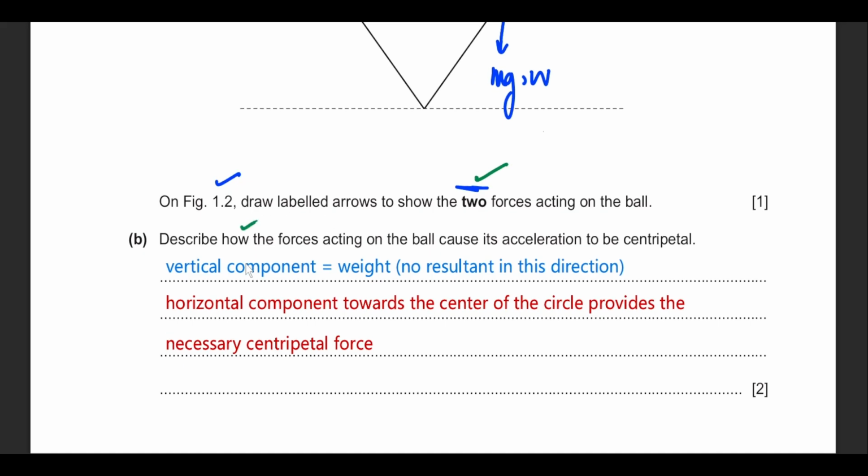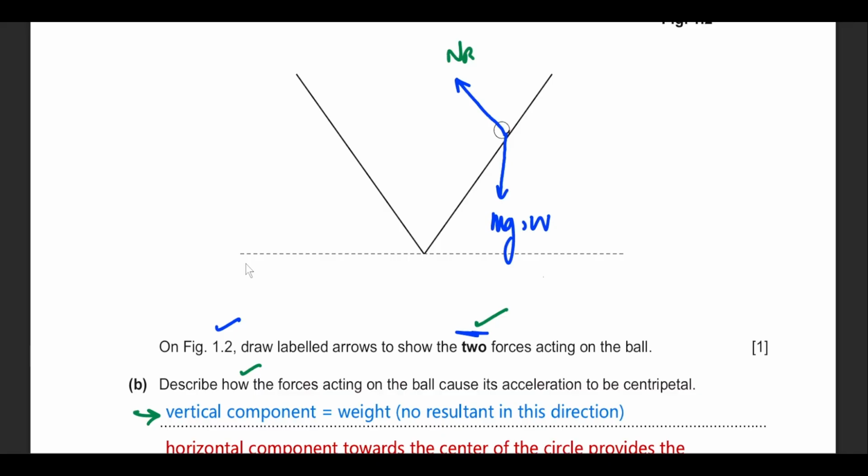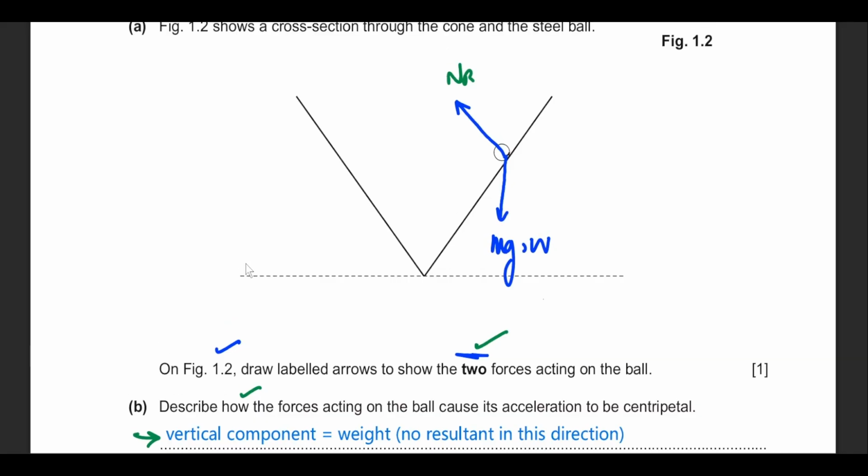He says describe how the forces acting on the ball cause an acceleration that is centripetal. Now the vertical component, which is equal to the weight, is going to come from the normal reaction. There's one component of the normal reaction in the upward direction, and one in this direction. But for the sake of simplicity, I'm going to draw this somewhere here. Due to geometry, this is going to be normal reaction cosine 52, and this will be normal reaction sine 52.